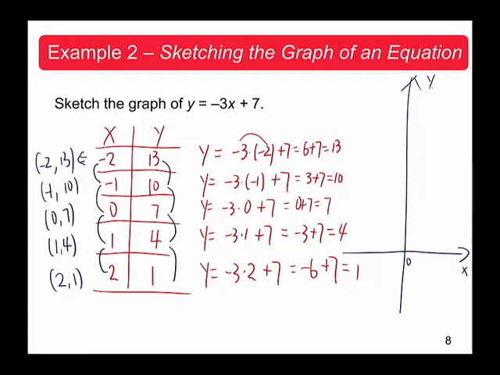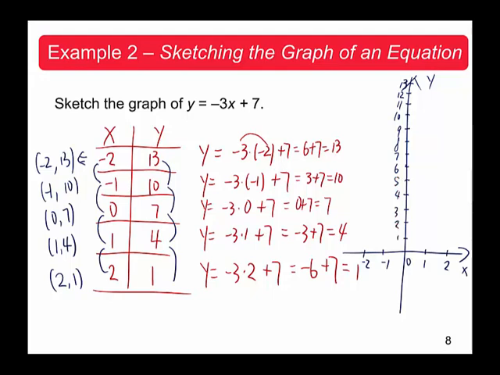So now for the x coordinate, smallest value is -2. For the y coordinate, smallest value is 1 all the way to 13. So we need 13 units: 1, 2, 3, 4, 5, 6, 7, 8, 9, 10, 11, 12, 13. 13 should be sufficient. Okay, 12, 11, 10, 9, 8, 7, 6, 5, 4, 3, 2, 1.